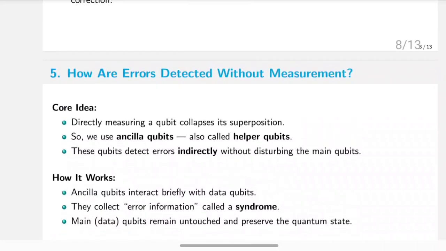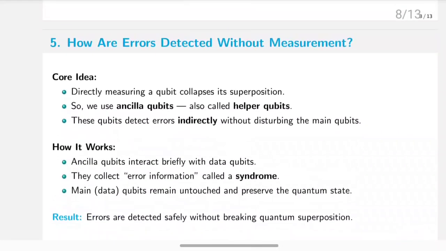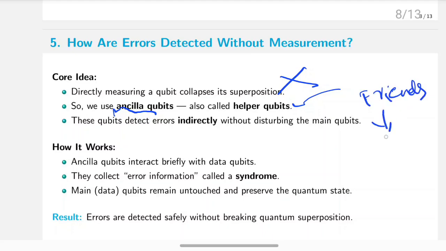Now, how are these errors detected? If you look directly at the qubit to check for all these errors, it collapses. So we use ancilla, which I mentioned are helper qubits. These qubits won't directly interact or measure, but instead they are like friends. If one friend does something wrong, the other friend tells the teacher that our friend is doing wrong. That is how ancilla will help our information qubit.